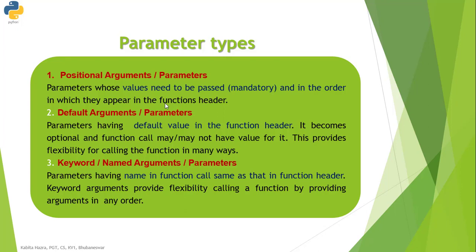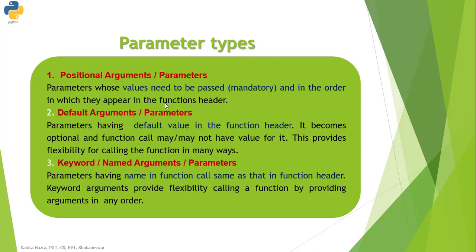Now default parameters means we may assign some default value to the parameters in the function definition. If we do so, then the value of that parameter becomes optional in the function call, and we may or may not pass a value for it. We will see default arguments in detail a little later. Default parameters provide the flexibility of calling the function in different ways. We'll see with an example how default arguments provide flexibility of calling a function in different ways.